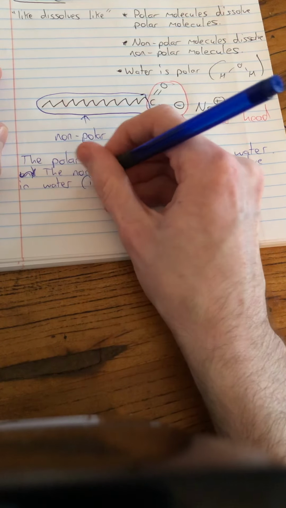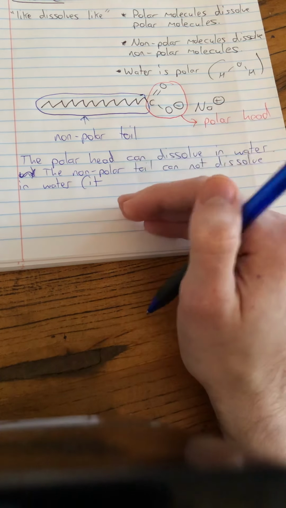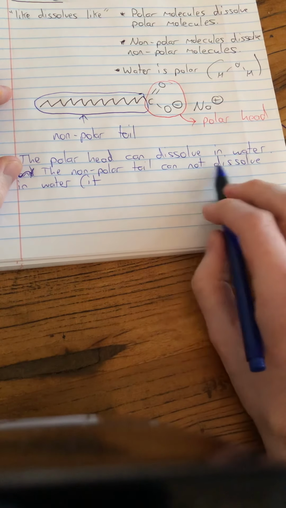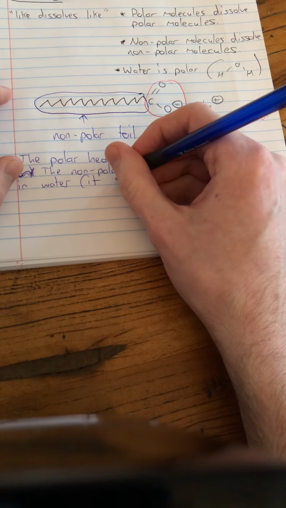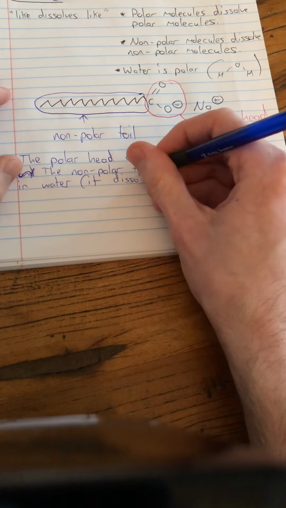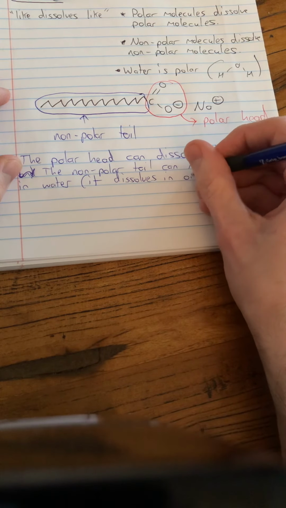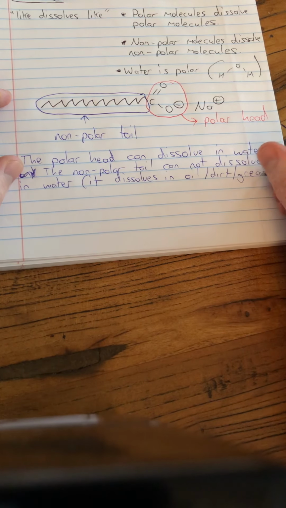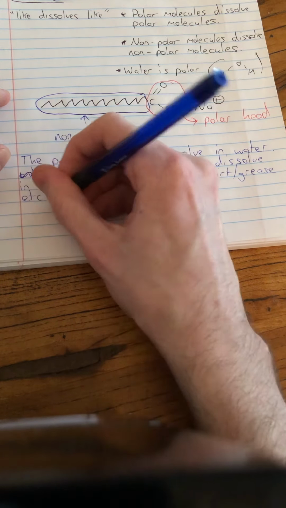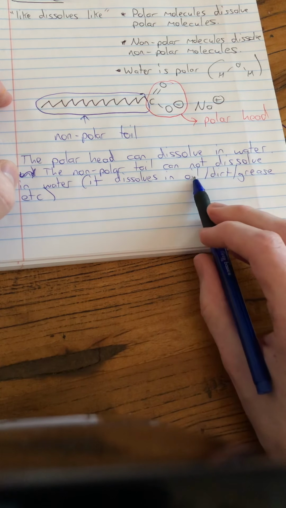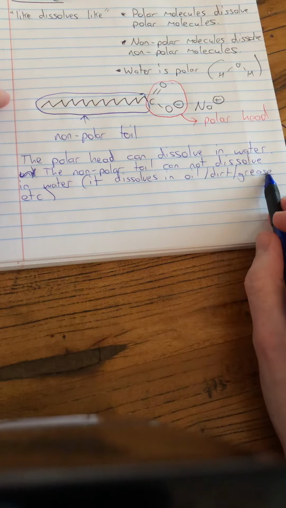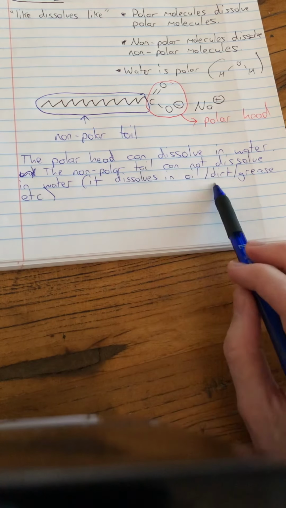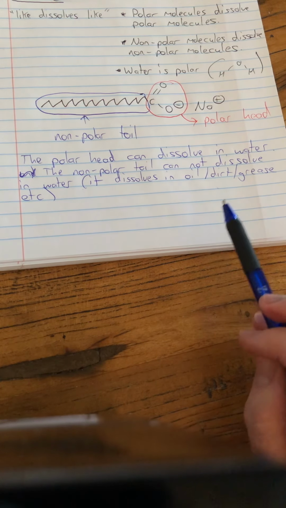Then just a wee side note. I am going to go into a lot more detail in the next lesson about this, but just bear with me. So the non-polar tail cannot dissolve in water. It dissolves in oil, dirt, grease, etc. All of them are non-polar: oil, non-polar, dirt, non-polar, grease, non-polar. And the reason it does that is because the tail is also non-polar, and non-polar dissolves non-polar. Okay?